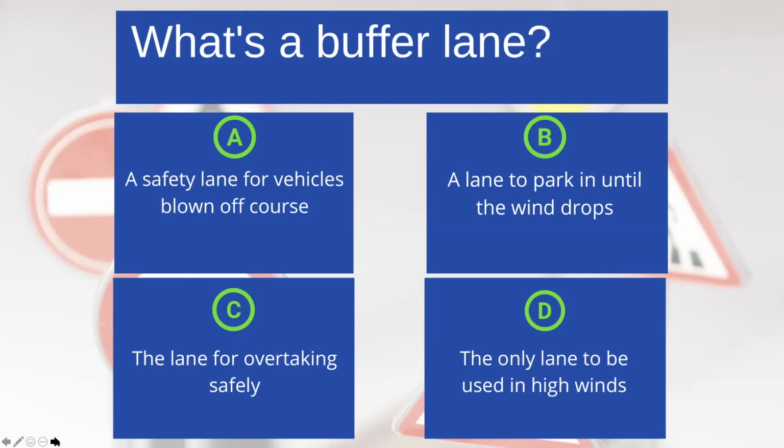Is it B, a lane to park in until the wind drops? C, a lane for overtaking safely? Or D, the only lane to be used in high winds? So the answer here is going to be A, it's a safety lane for vehicles blown off course. At other times it would be used as a normal lane.